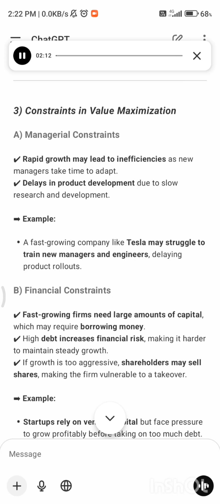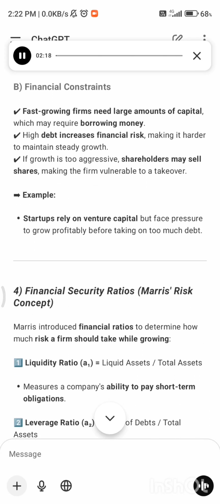B. Financial constraints. Fast-growing firms need large amounts of capital, which may require borrowing money. High debt increases financial risk, making it harder to maintain steady growth. If growth is too aggressive, shareholders may sell shares, making the firm vulnerable to a takeover. Example: startups rely on venture capital, but face pressure to grow profitably before taking on too much debt.